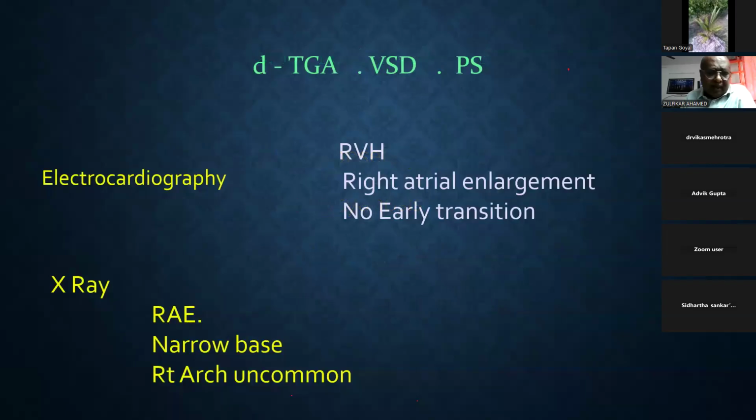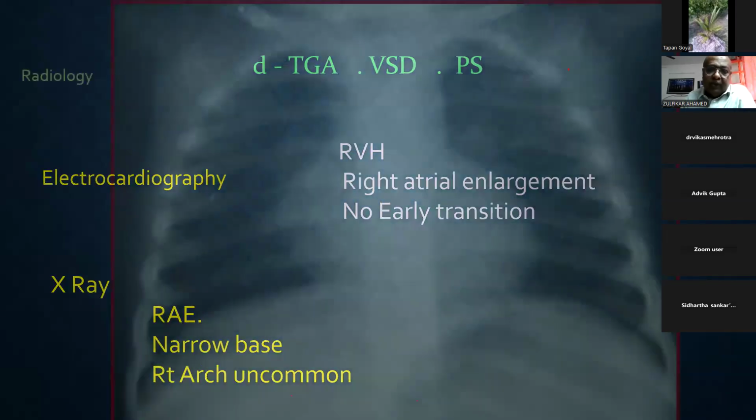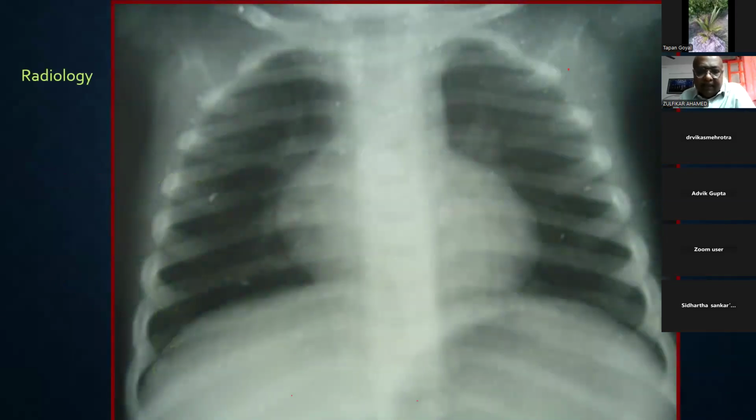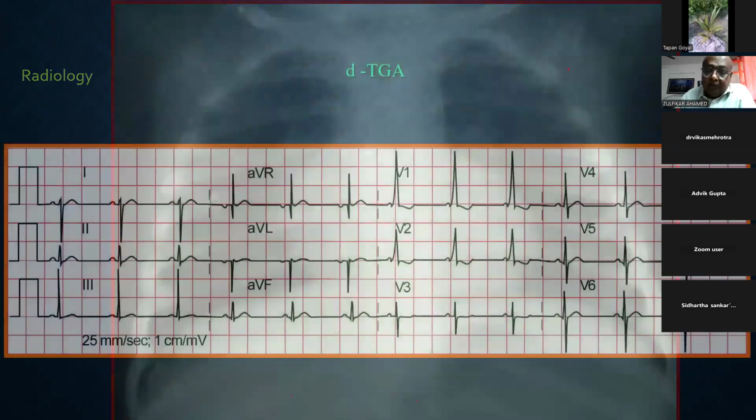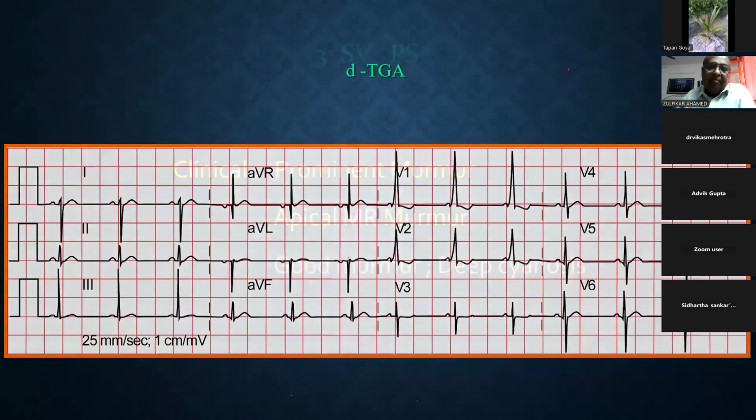ECG will show simple RVH. X-ray will show the typical egg on side appearance with reduced pulmonary vascularity. This is DTGA VSD with pulmonary stenosis. Now, RVH is the standard form.